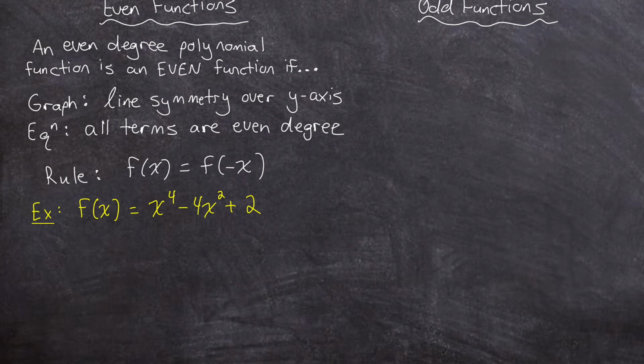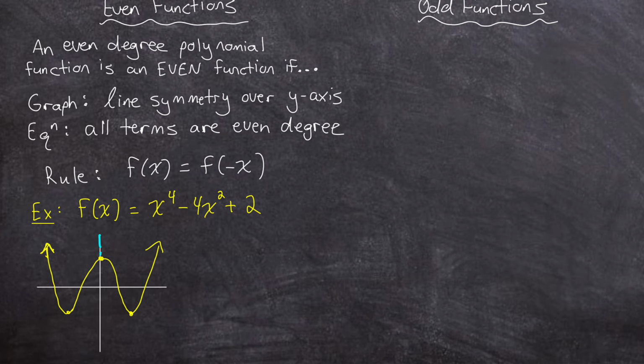This polynomial is even degree because the highest exponent is 4, but it can also be further classified as an even function because every single term is even degree. We have a degree 4 term, a degree 2 term, and a degree 0 term. Those are all even. Which means if we look at its graph, we would see that there is line symmetry over the y-axis. Which means algebraically this property must be true.